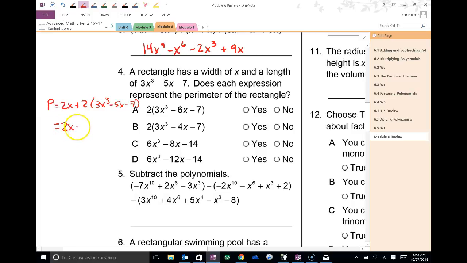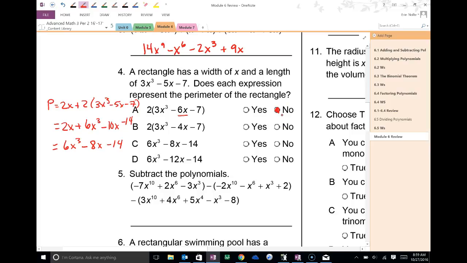Okay, so if I distribute my 2, how many x to the thirds do I have? 6x cubed minus 10x minus 14. So can I combine any of those as like terms? So 6x to the third minus 8x minus 14. So is A the same as this? No. What's different about it? It has a 6 next to it. It's the linear term, right? That's different. So that's a no.